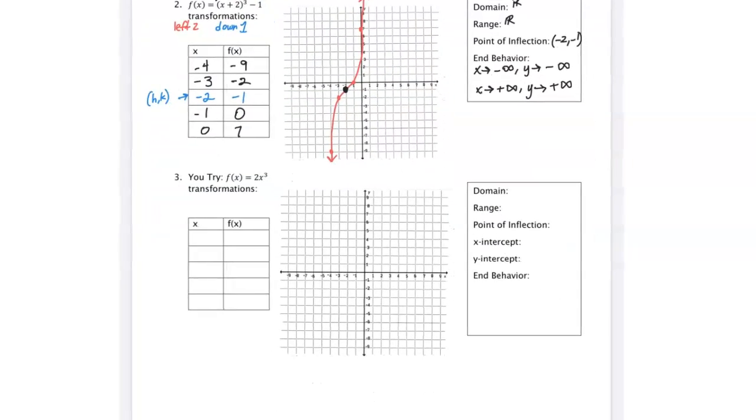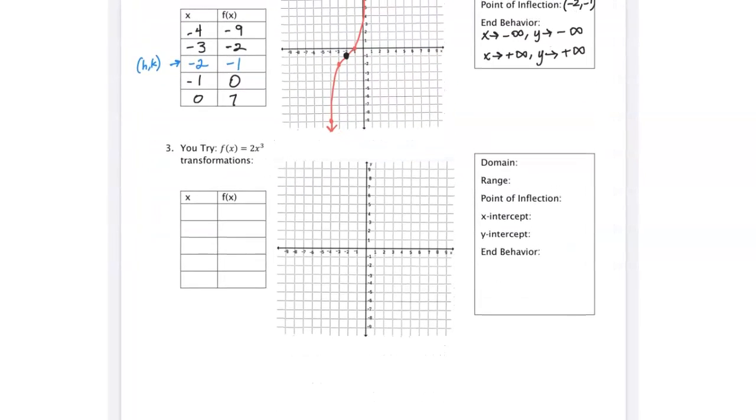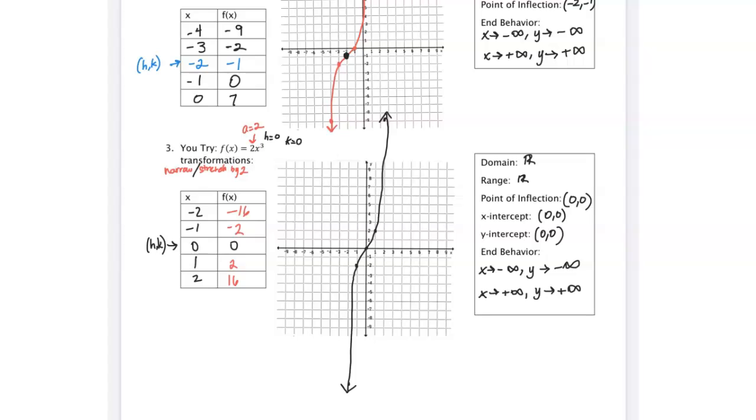All right, number 3, which is the last problem within this lesson, is a You Try problem. Go ahead and pause your video and fill in all of the information that's necessary to answer this question. All right, and here are your answers for number 3. We had f of x equals 2x cubed. Our a value is a 2. Our h was not there, so it's defaulted as a 0. Our k was not there, so it's also a 0.